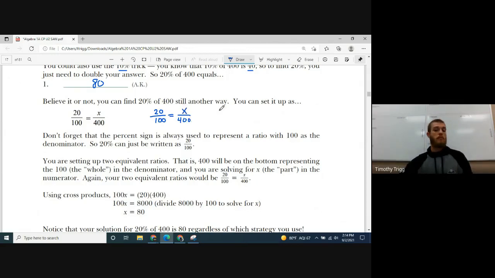Now from here, we can cross multiply and divide, same as what we've done before. So 100 times x is 100x. Again, cross multiplying in a proportion equals 20 times 400, which is 8,000. Divide both sides by 100 to get x by itself, which gives you x equals 80, the same answer we got before.